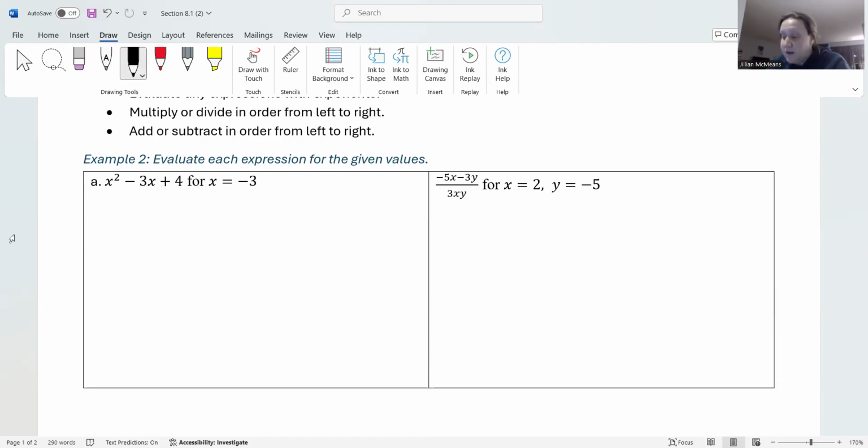For part A, we have x squared minus 3x plus 4, and we want to evaluate for when x is negative 3. So what I do is I rewrite the entire problem. Anywhere I see an x, I replace it with a negative 3. I will tell you this, with exponents in particular, always use parentheses. With multiplication, you're typically going to use parentheses, but with exponents, definitely use parentheses. So we have x squared, which is negative 3 squared, minus 3 times x, which is negative 3, plus 4.